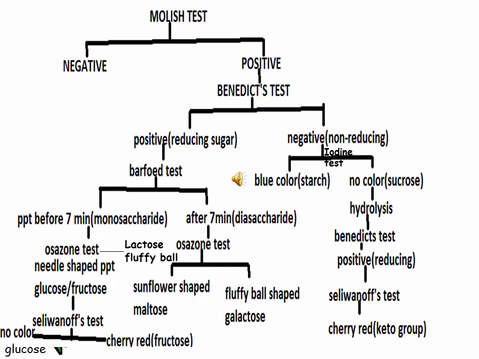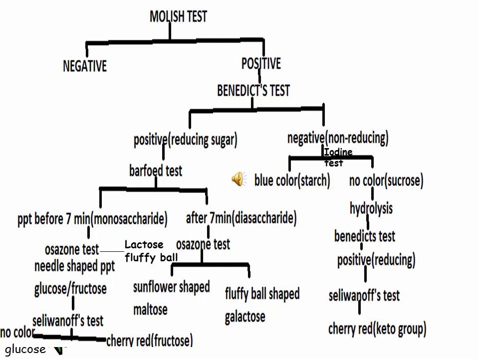That gives us two possibilities, either it is starch or sucrose. For that we will perform iodine test. If blue color is obtained, then this shows that starch is present, and if no color is obtained, this shows that sucrose is present. To further confirm the presence of sucrose, we will hydrolyze the solution and perform Benedict's test on it, which comes positive, as sucrose yields glucose and fructose on hydrolysis, and both are reducing sugars. And to further confirm the presence of fructose, we will do Seliwanoff's test, which will give us cherry red color.